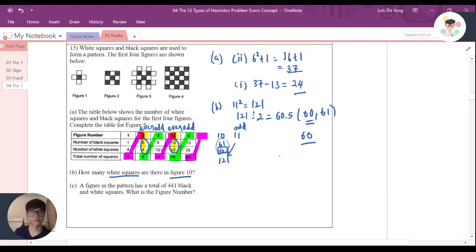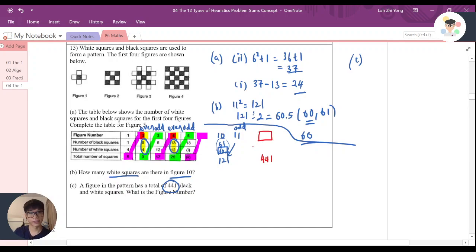Okay, so it's kind of easy, but quite complicated somehow maybe. So let's look at C. C here says that a figure in the pattern has a total of 441. Now, again, what happened is we have another number, where the total is 441. Now with 441, we are asking for the figure number, which is the one above here.